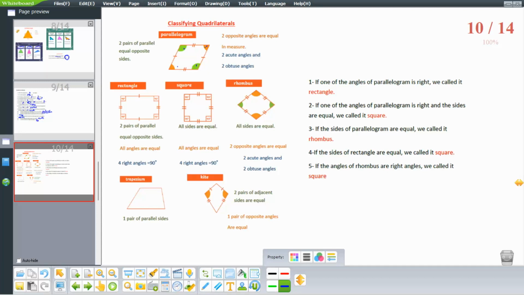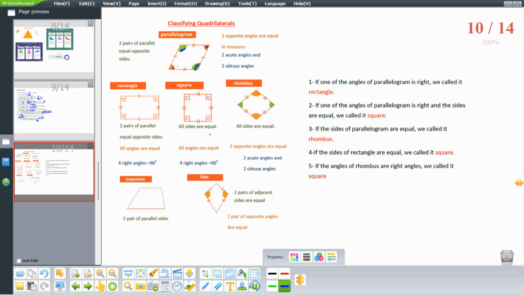Okay, again, two pairs of parallel equal opposite sides. That means each two opposite sides are parallel and equal in length. And each two opposite angles, like this and this, are equal in measure. Green with green. So it has two acute angles and two obtuse angles.